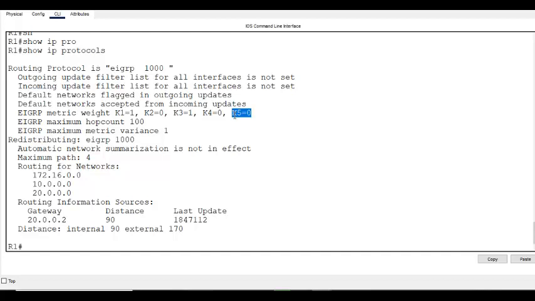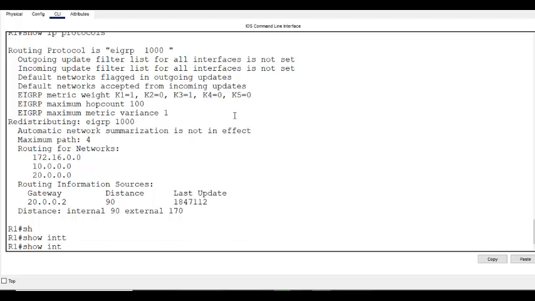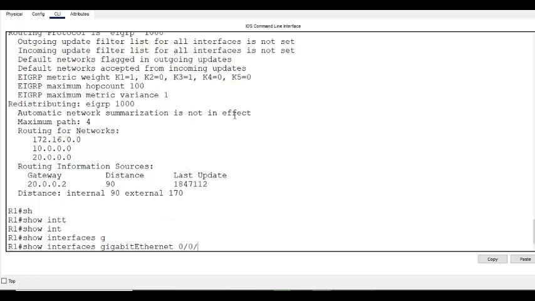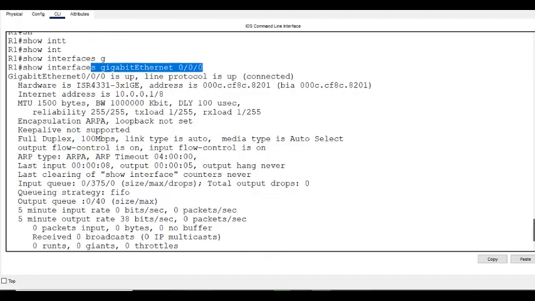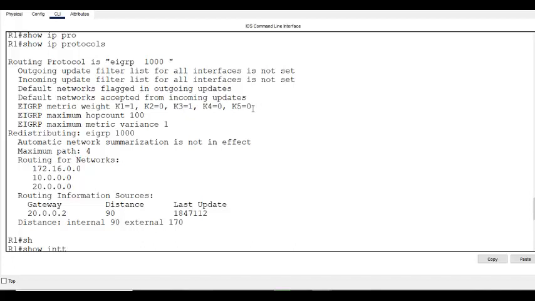Now, bandwidth multiplied by 1 is bandwidth, isn't it? You see, the actual bandwidth on this interface is 100 meg. 100 meg multiplied by 1 is 100 meg. 1000 millisecond multiplied by 1 is 1000 millisecond delay, which means only these two are considered. Load, received load, transmit load, not considered. Reliability, not considered. MTU, not considered. EIGRP doesn't consider those things.